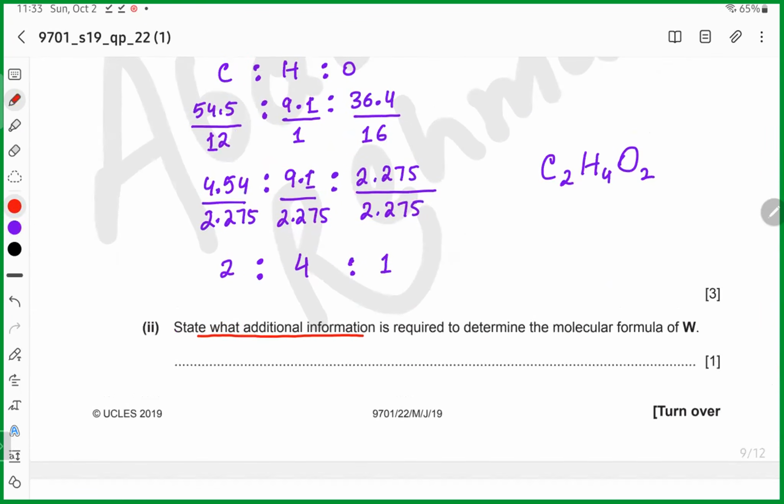State what additional information is required to determine the molecular formula of W. So whenever we need to find the molecular formula and we have the empirical formula, then we need the relative molecular mass, Mr, to find the molecular formula, right? Yes, till here, is everything clear to everyone? Okay.